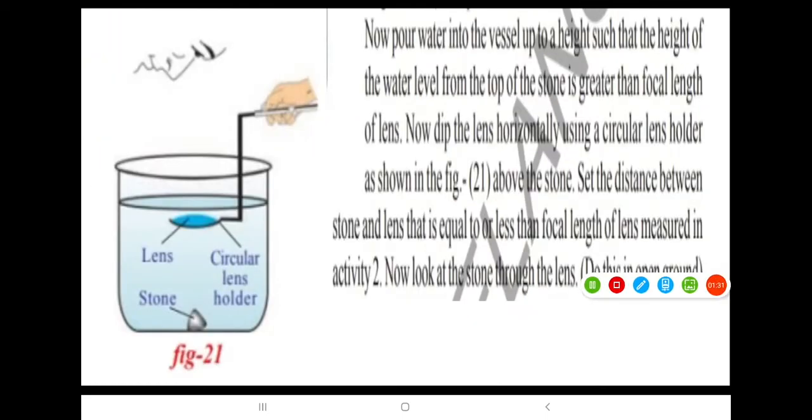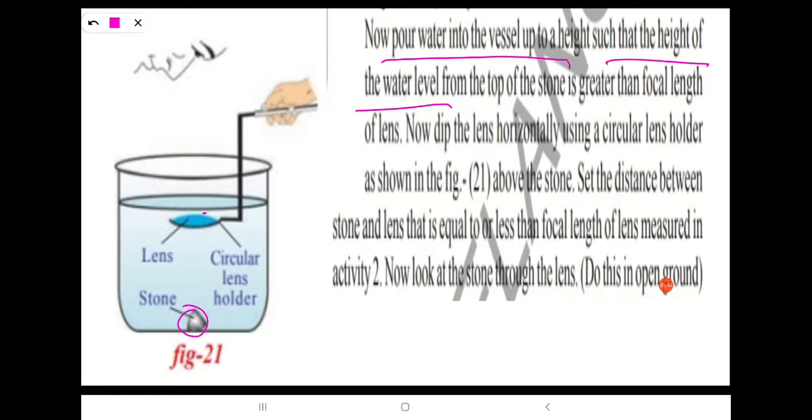Now pour water into the vessel up to a height such that the height of the water level from the top of the stone is greater than the focal length of the lens. Now dip the lens horizontally using a circular lens holder above the stone.